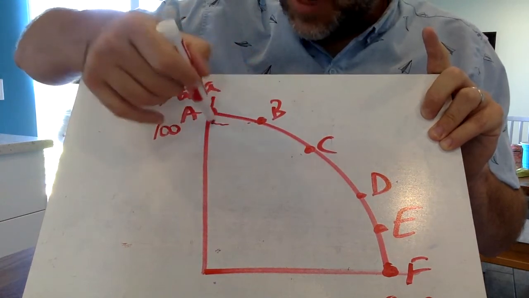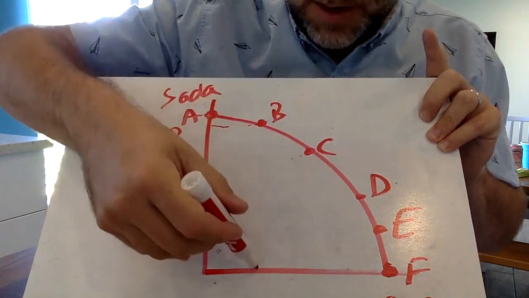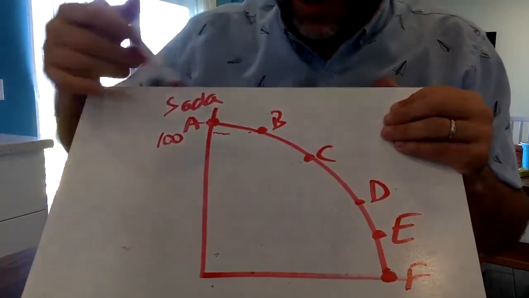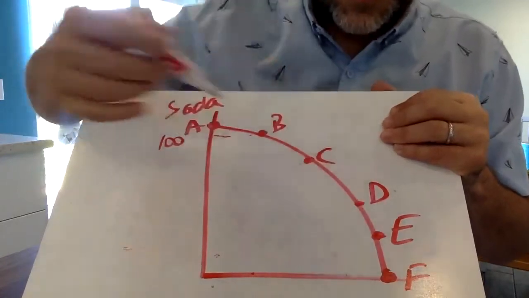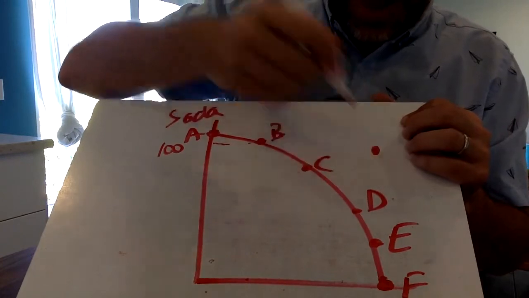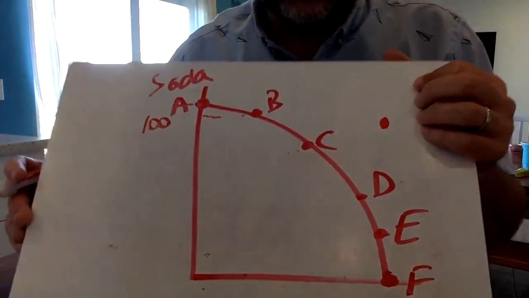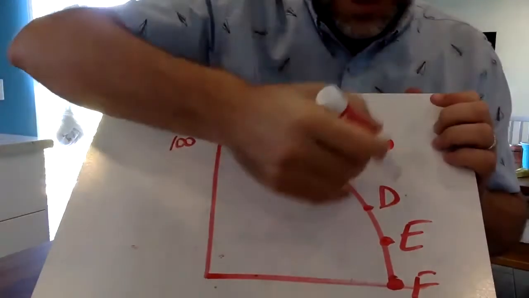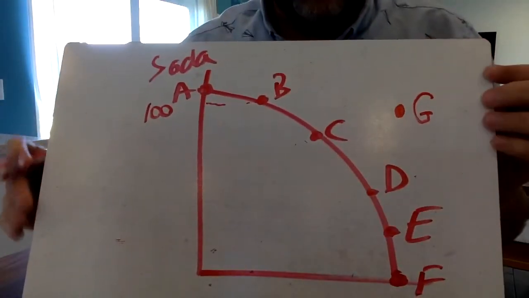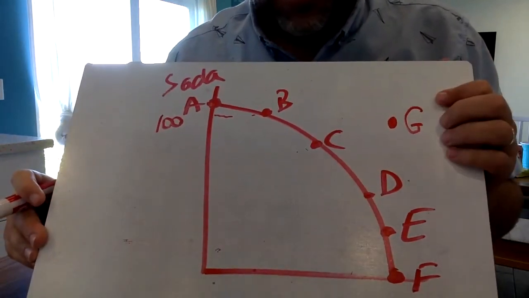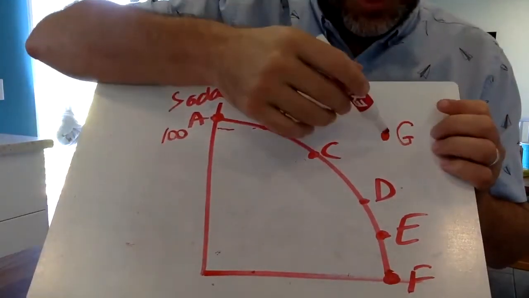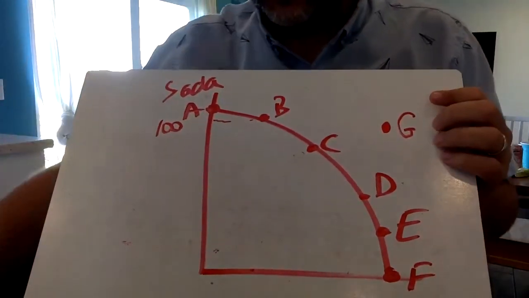That looks like maybe 90. And I can get maybe 100 cups and 90 liters of soda. Or as we continue moving, we can get different combinations. But what I can't do is get 1,000 cups and 100 liters of soda. That point G right there, that's outside the curve. That's impossible, right? Because of scarcity. We don't have enough resources to do 1,000 cups and 100 liters of soda.